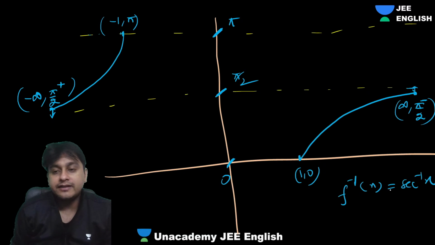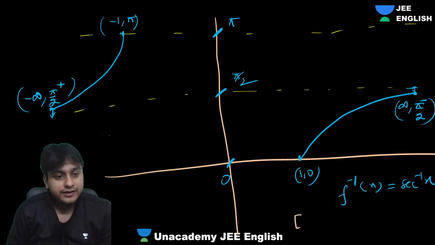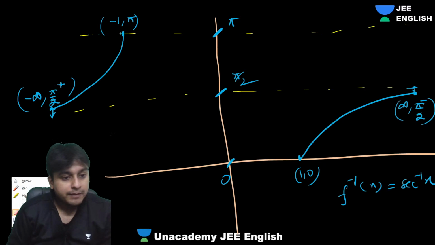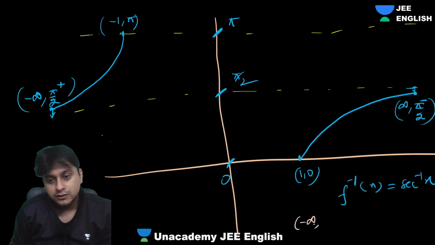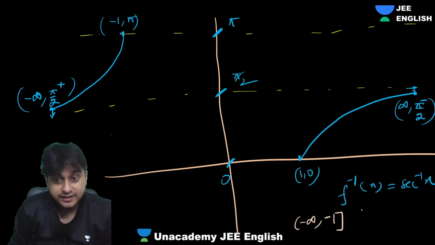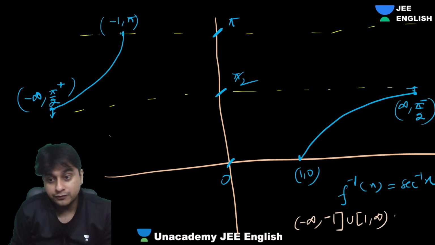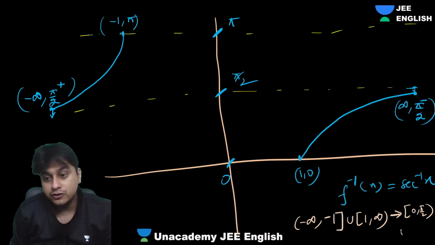So guys, what is the domain and range? Tell me. You can see here very well, the domain of the function is what? Domain is nothing but minus infinity to minus 1, closed at minus 1. Minus 1 is in the domain. Union 1 to infinity. The domain of the inverse. What is the range? Range is, guys, 0 to pi by 2, open, union pi by 2 to pi.